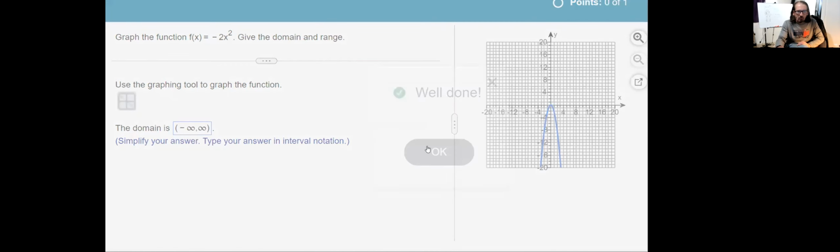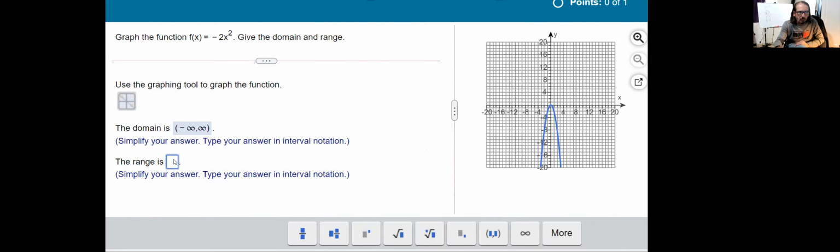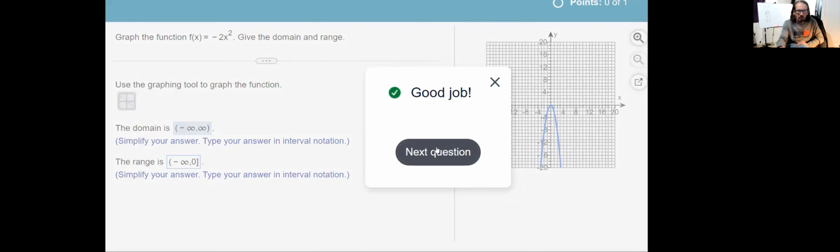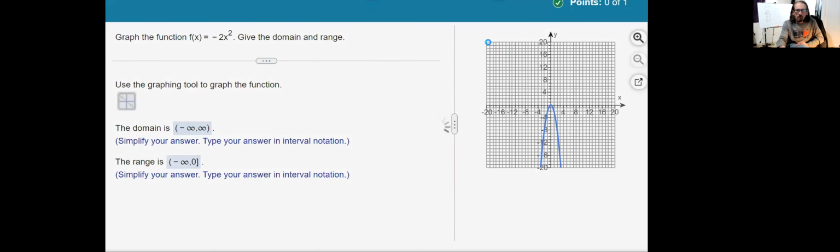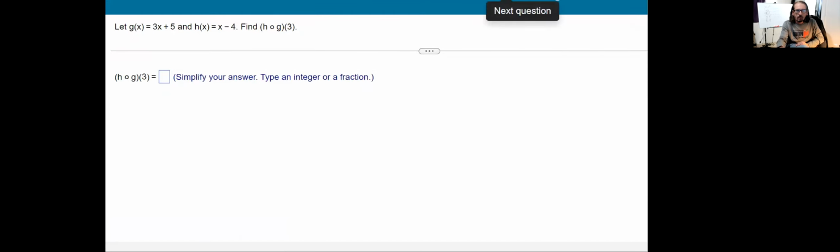As for the range, because it flipped it over, instead of going square bracket 0 infinity, because it's flipped over, we're starting at -infinity, comma 0 square bracket. And it's good. So I think we just have one more to look at. Let's find it here, just a moment.